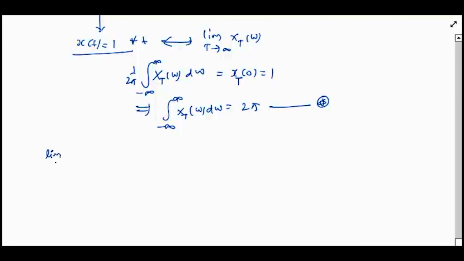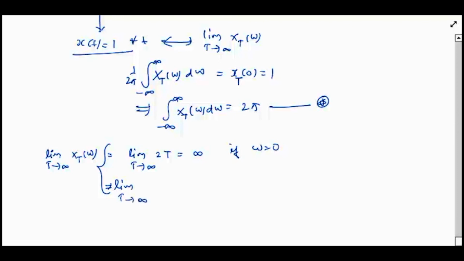Observe another quite interesting property of x_T(omega), which is the following. If I compute the limit as T tends to infinity of x_T(omega), then this turns out to be the limit as T tends to infinity of 2T, which is infinity, if omega is equal to 0, and the limit as T tends to infinity of 2 sine(omega T) by omega if omega is not equal to 0.